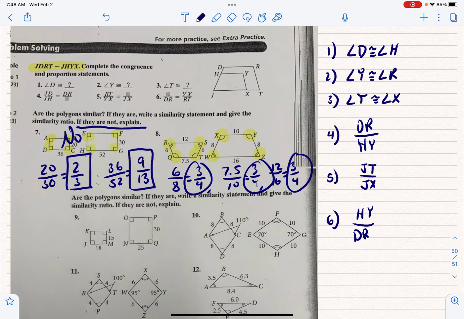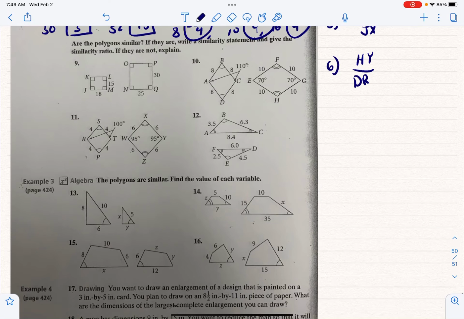It says write a similarity statement. So I'm going to say RQTS. I started at the bottom, went up one of the short sides, across the top, is similar to WXYZ. Okay? Awesome. That's what we should have. All right. And so those are similar. Okay, moving on. Numbers 9 and 10.